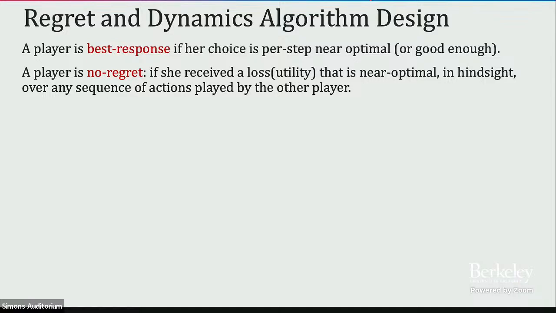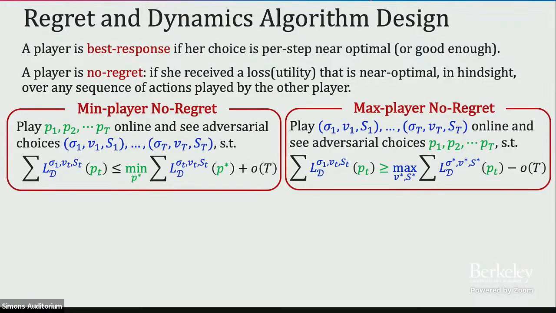Best response means that per time step, you're choosing something that was optimal for that time step. No regret means that over many time steps, the choices that you made were near optimal, in hindsight, compared to the fixed option, no matter what the other player played. So what no regret for the multi-calibration loss that I wrote down looks like for the minimizing player, this is the guy who's learning the predictor.